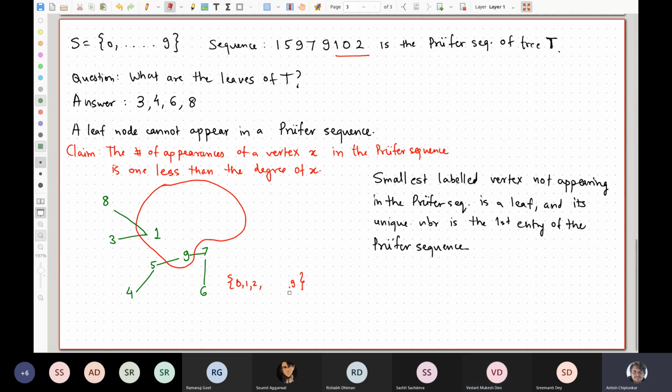Right. Next, 1 will be the smallest not appearing in the sequence, and its neighbor is 0. Good. So 0, and your tree has shrunk.